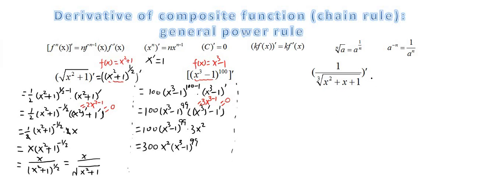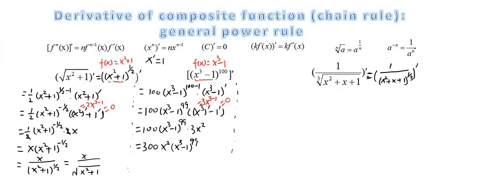Now let's take a look at the last example. For the last example, we can transform it to f(x) to the power n. Then we can apply this general power rule. Now let's take a look. Here we have a cube root, so we can apply this formula. Now let's take a look: 1 over x squared plus x plus 1 to the power 1/3.